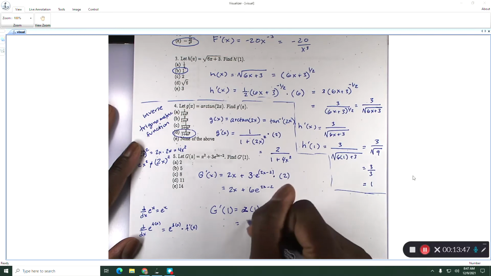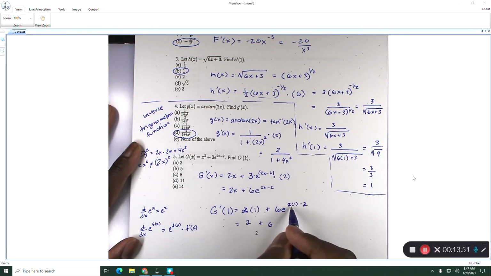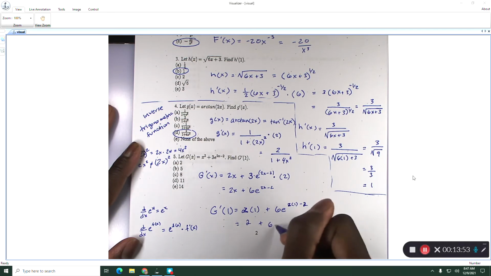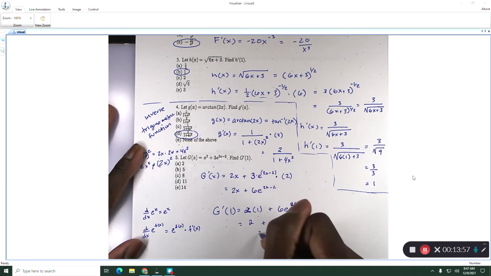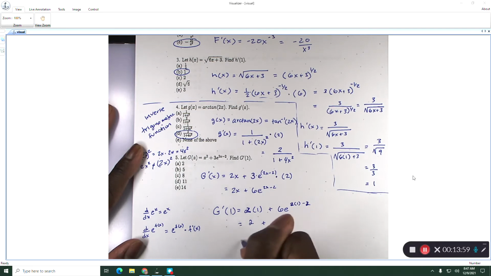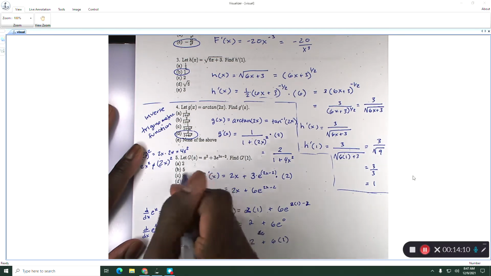So 2 times 1, 2 times 1 minus 2, that's going to leave us with e to the 0. We continue simplifying. 2 plus 6 times anything to the 0 power is just 1. 2 plus 6 is 8. We are done.